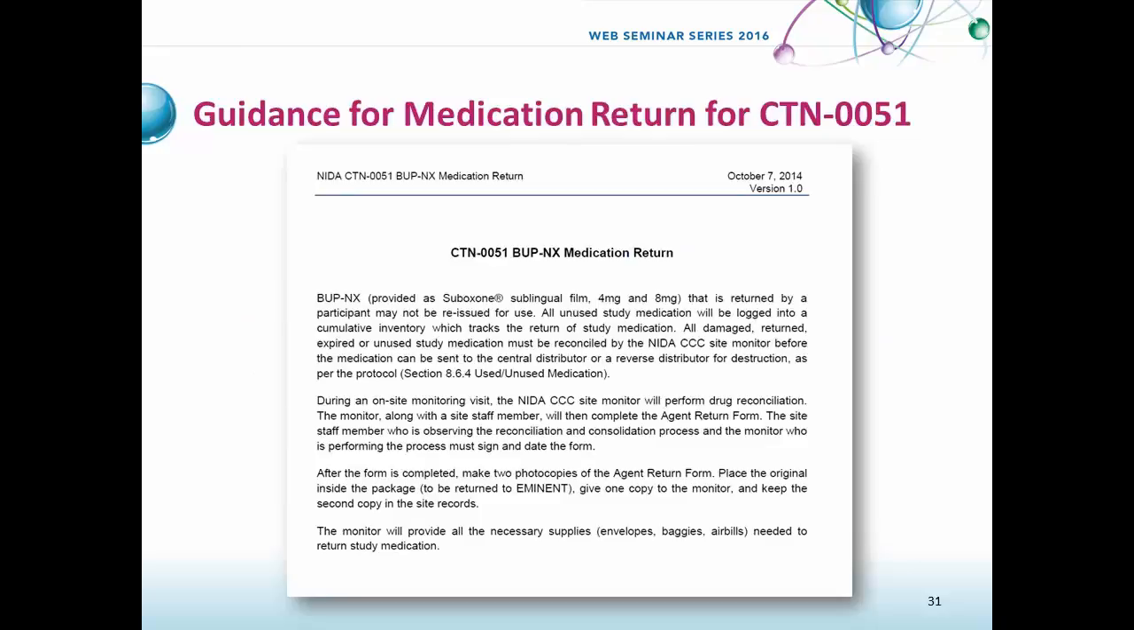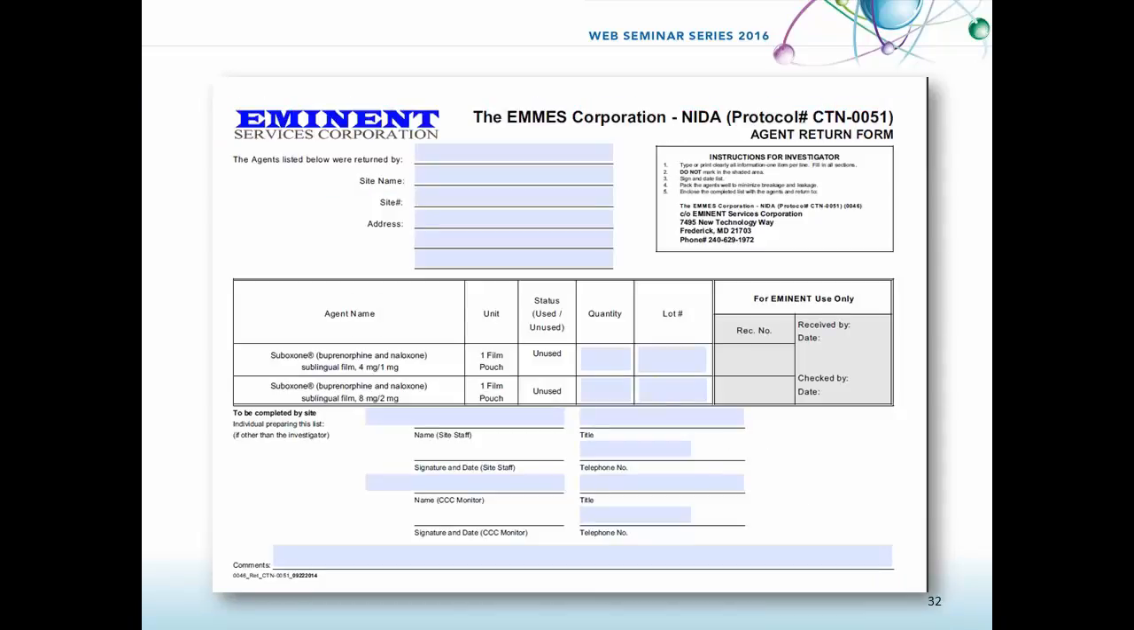The CCC will typically send the site staff guidance for medication return. This slide displays a copy of the instructions that were provided for the CTN 0051 protocol. The document indicates the specific medication and notes the expected procedures for returning the drug. The next slide displays a copy of the agent return form, which is sent with the package of return medication. The form documents the content of IP being returned to the central pharmacy, and the form is also completed and signed by both the site staff and the CCC monitor.